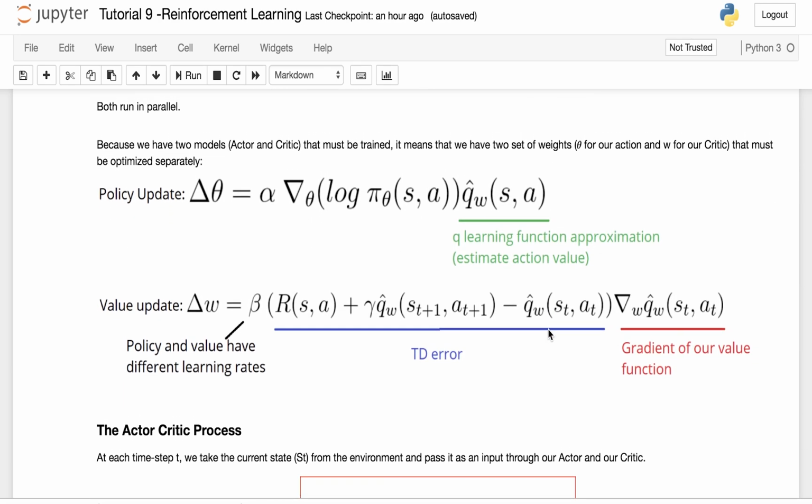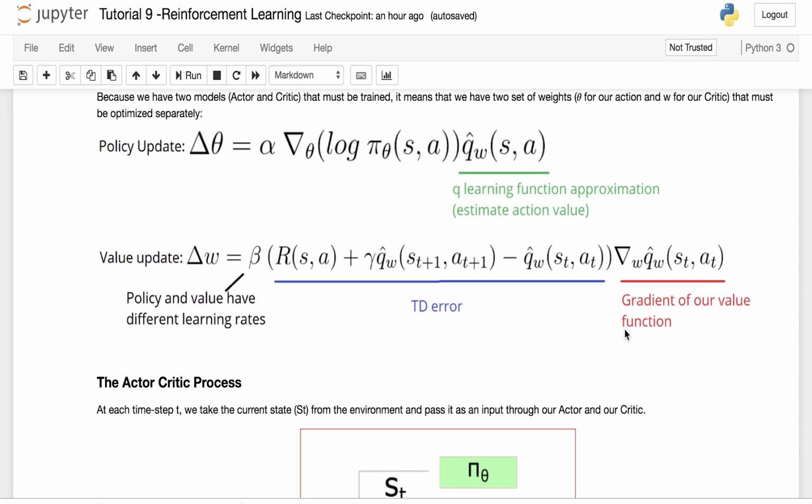Because we have two models, actor and critic, we must train both. It means that we have two sets of weights. Theta is our policy update, where we learn our function approximator to estimate the action value, and we have the value update on our critic. Here the policy and the value have different learning rates, okay? And this is our TD error and the gradient of our value function.